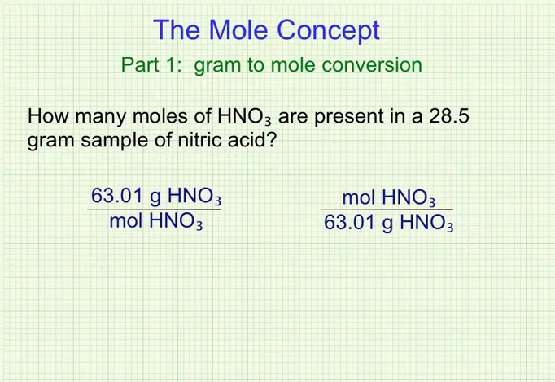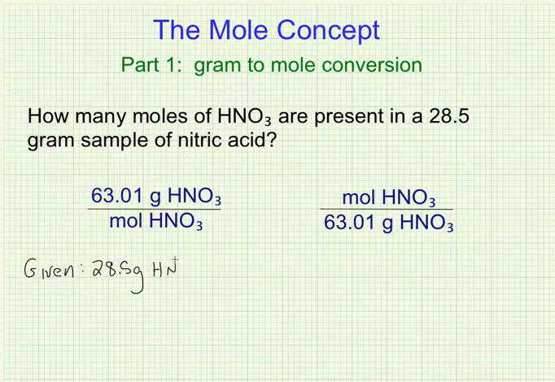Now, the very first part of the assignment is going to be converting grams to moles. In other words, you're going to be starting with a mass of a substance, and we want to find out how many moles are present. So in this first example, it says how many moles of nitric acid are present in a 28.5 gram sample of nitric acid. The first thing that you want to do always is write down what you're given. And in this case, I'm given that I have 28.5 grams of nitric acid.